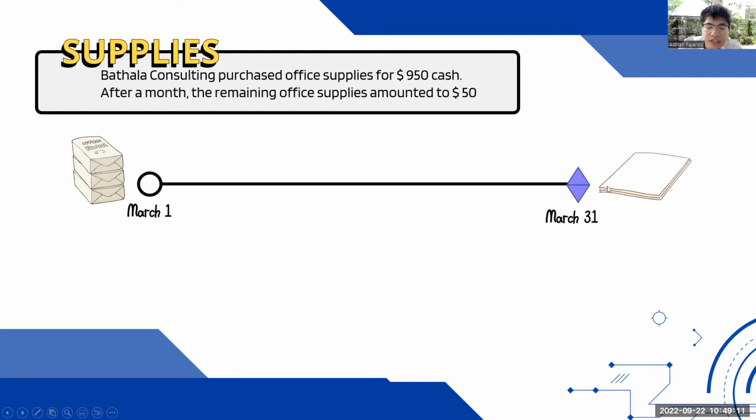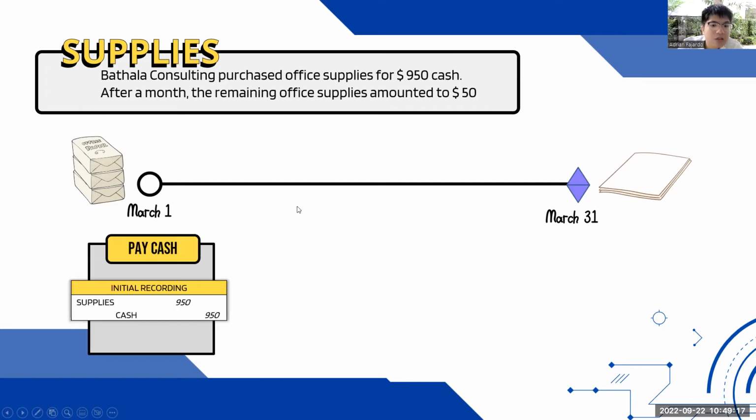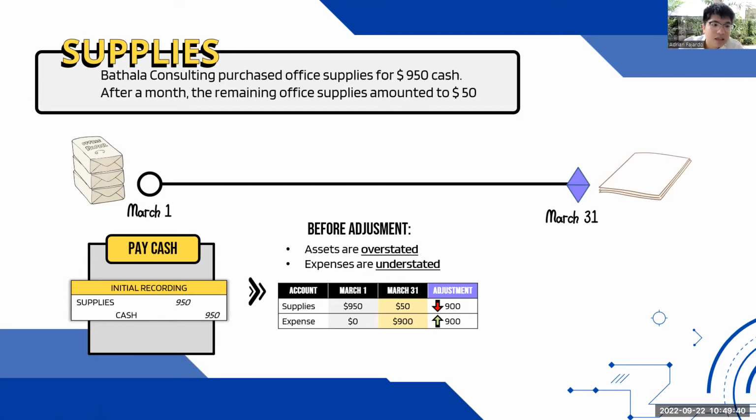It became only 50 worth. From 950 it became 50. So now let's analyze it using our framework. The initial entry when we paid in cash would be, again, debit an asset, particularly supplies for 950, credit cash of 950. So now on March 31, our last day of accounting, this is still what is reflected in the trial balance. Now the problem with this is that before we adjust, the assets are overstated and the expenses are understated. Why? Because under the supplies account, on March 1 it was definitely 950 because that's what we bought.